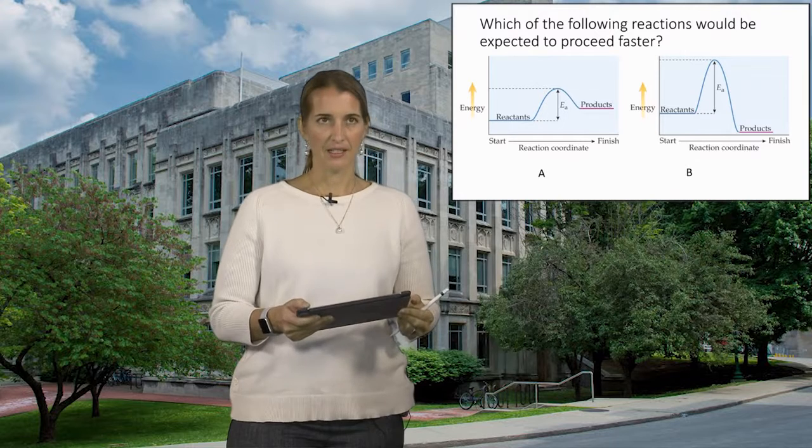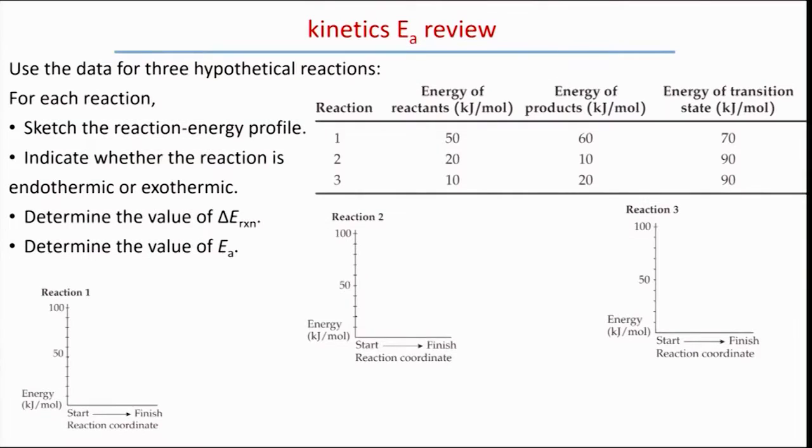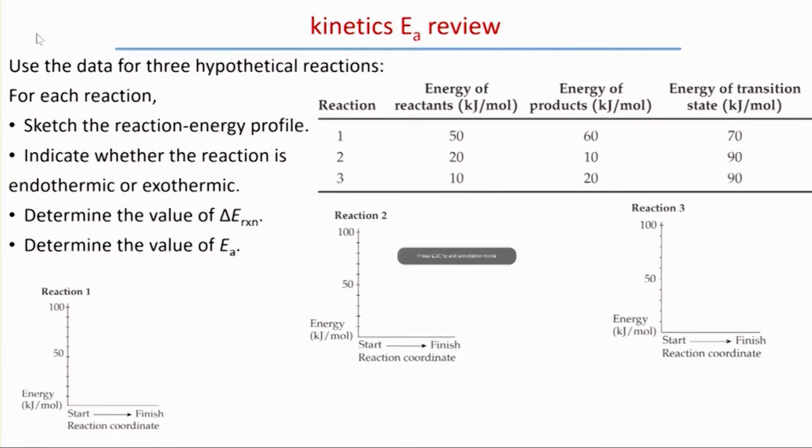Let's look at this, and let's actually try to do some. All right, so we're going to use this data. There's a bunch of data right here, and I want to make sure you yourselves can sketch this out and answer these questions on your own. We'll work through the first one a little bit together. So here are the different reactions. We'll look at reaction 1 first together. That's right here. I'm giving you the energy of the reactants, the energy of the products, and the energy of the transition state. So first off, sketch it.